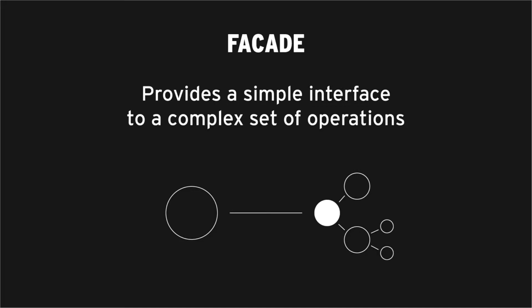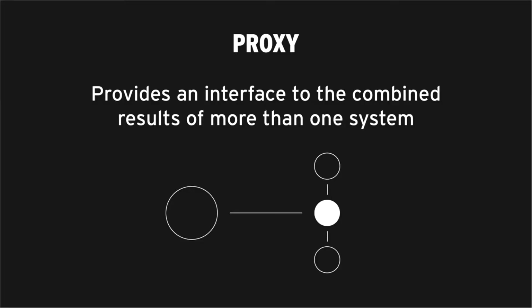And actually, I have a note on facade. A good example of a facade would be an API. There's a contract in place. You know how it works. You want to say, post a message to Twitter. You don't need to know how all of the cascade of servers of Twitter work in order to post to Twitter using the API. A proxy provides an interface to the combined results of more than one system.